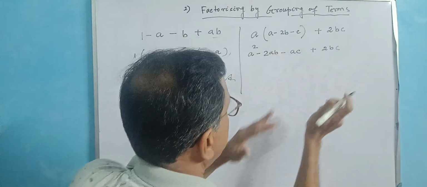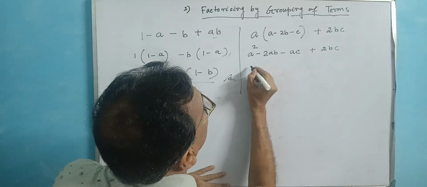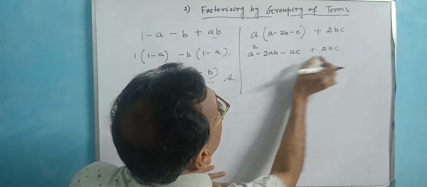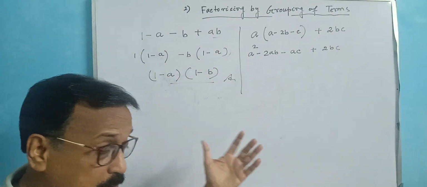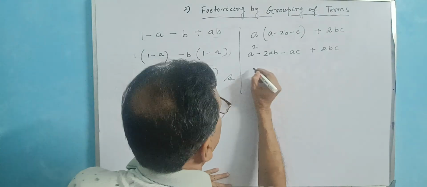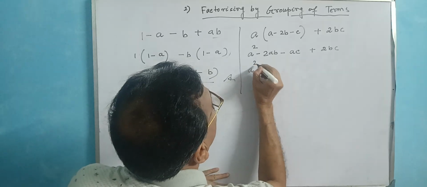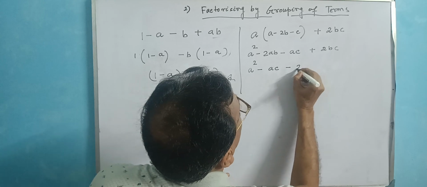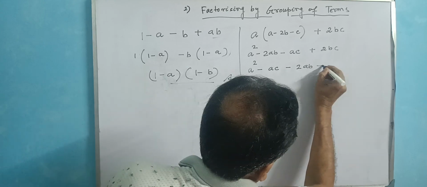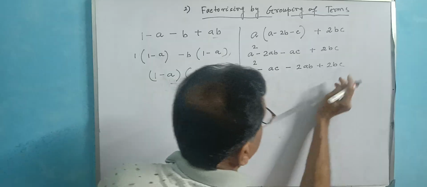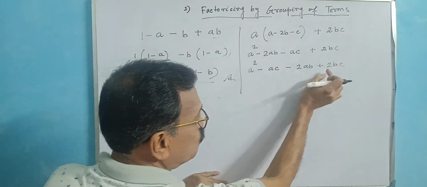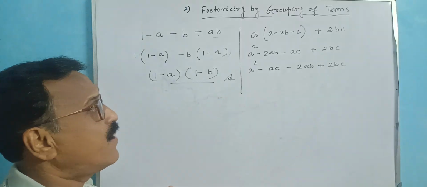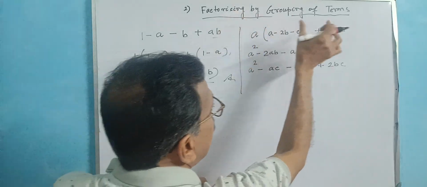Now rearrange this. Suppose this is 2 and this is 2. That means minus 2ab and plus 2bc, try to take them together, just grouping this. So this is a square, rearrange minus ac, and you write 2ab plus 2bc. Why are we taking this? Because here is also 2, here is also 2. If the common factor comes, factorizing by grouping the terms.